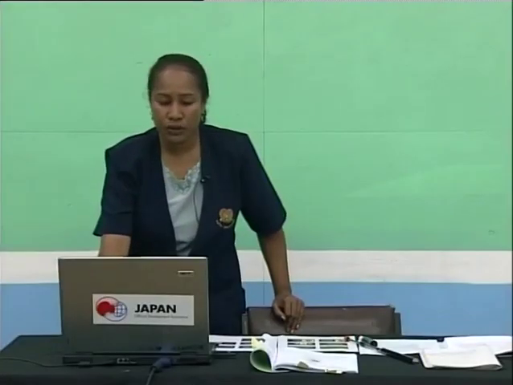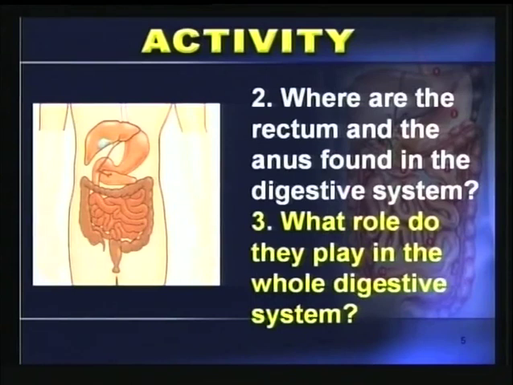All right, moving on to activity number 2. These two questions are in your workbook. I'd like you to answer those two questions quickly in your workbook. Where are the rectum and the anus found in the digestive system? Write a short sentence. And what role do they play in the whole digestive system? What role simply means their function.